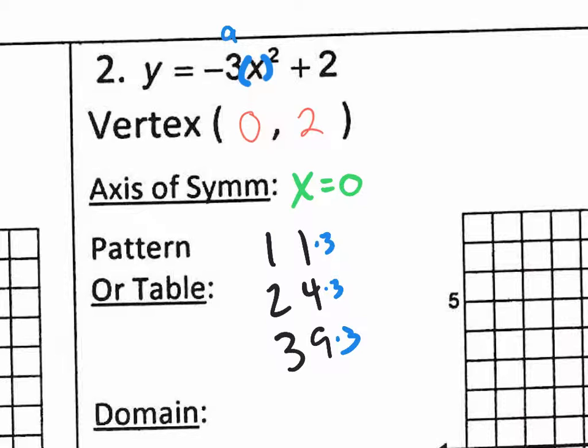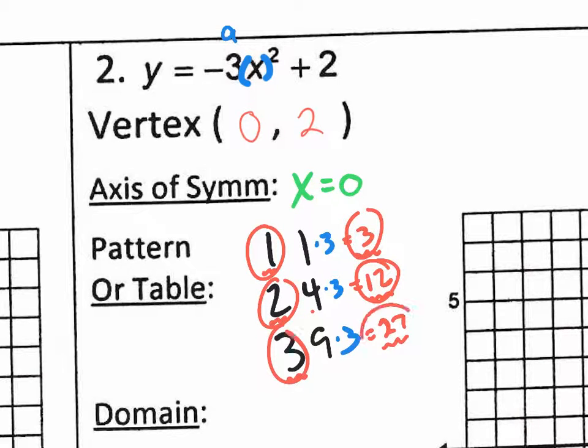So instead of 1, 1, it's going to be 1, 3. Instead of 2, 4, it's going to be 2, 12. And that's already going to be off the graph anyway. Instead of 3, 9, it's going to be 3, 27. So there's your pattern: 1, 3, 2, 12, 3, 27.